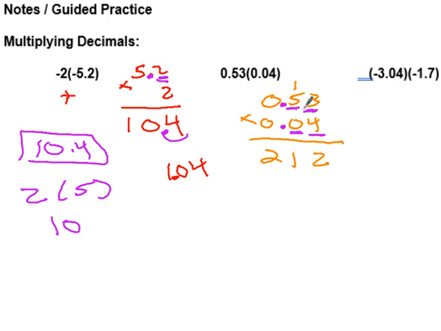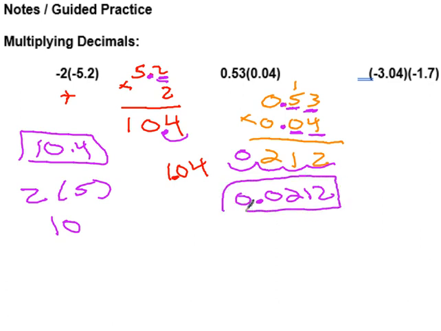So 1, 2, 3, 4. 1, 2, 3. I ran out of spaces, so I'm going to move it a 4th time and add a 0. So 0.0212. You can throw the 0 in front. There's my decimal. There's my final answer. Try this last one and see how you do. Pause it if you haven't paused it yet, and try it.